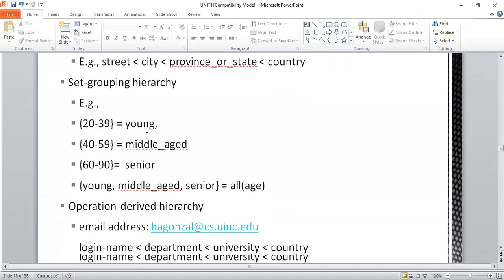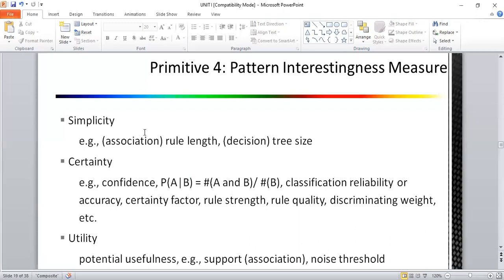how to explain it. Next primitive is pattern interestingness measure. So interestingness measure means how interesting that particular pattern is that is being evaluated. There are four criteria for that. First one is simplicity. The pattern should be simple.